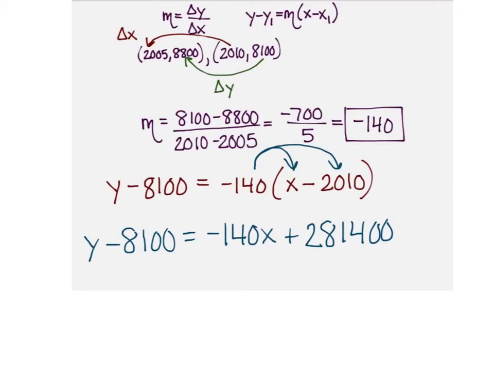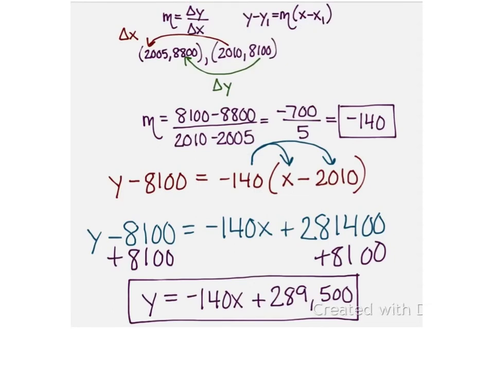When I distribute that negative 140 into those parentheses, the negative times a negative does cancel out, and I end up with a positive number over here. And then my final step to write my prediction equation is going to be to take this negative 8100 and add that to the 281,400.